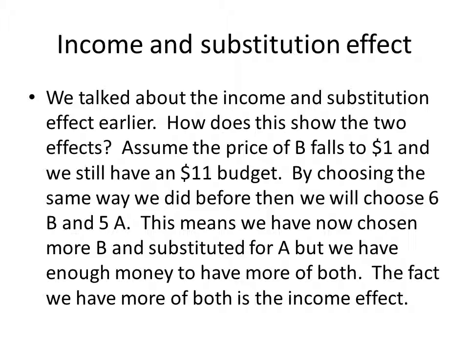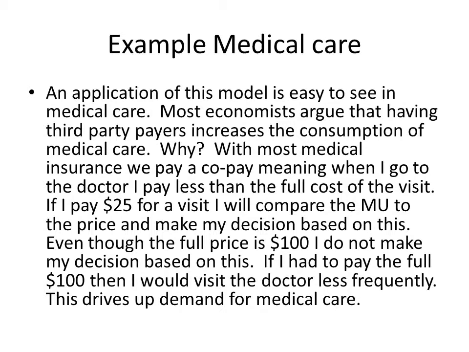And so how does this show those two effects? Well, assume the price of B falls to $1 and we still have an $11 budget. By choosing the same way we did before, we'll choose 6B and 5A. This means we have now chosen more B and substituted for A, that's the substitution effect, but we've also chosen more of both, and this shows the income effect. So we can see this at work in this particular case. Obviously, that's a pretty hefty drop in price, but good for the example.